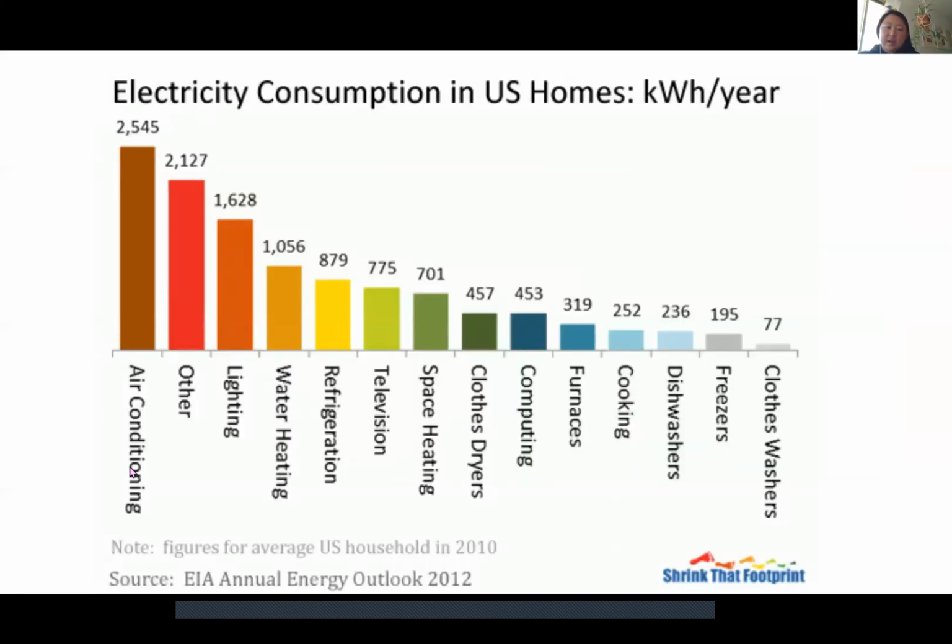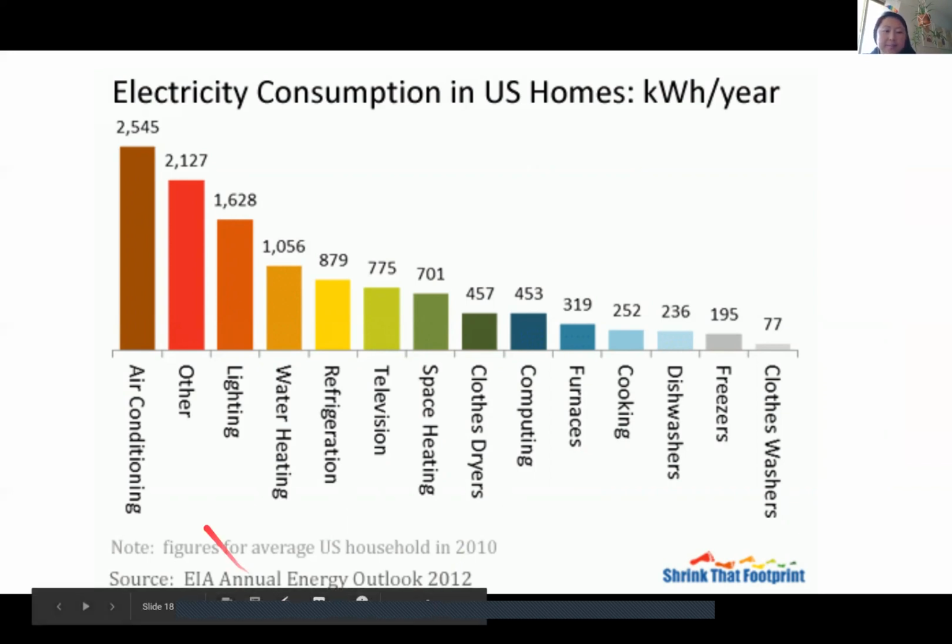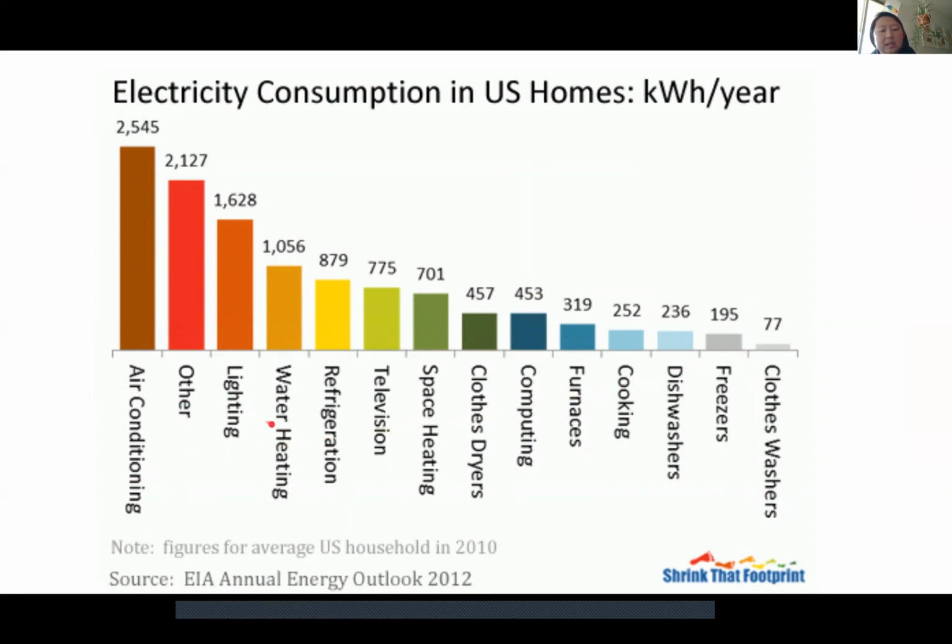So just to give you a little overview of it. Air conditioning takes the most, washers take the least, and then everything in between like lighting and water heating, refrigeration, and television. And so I think the AP test wants you to be aware of where we use electricity in our personal homes.